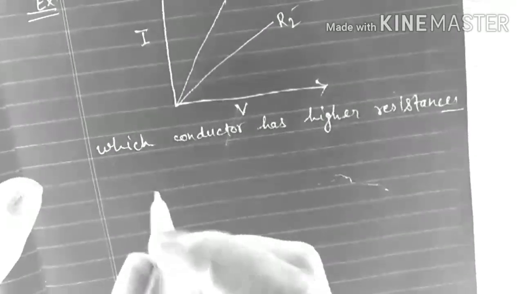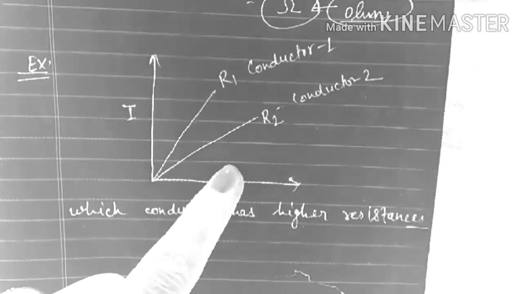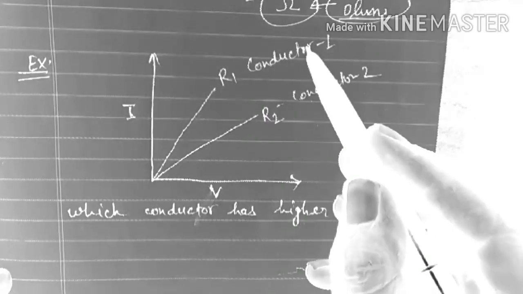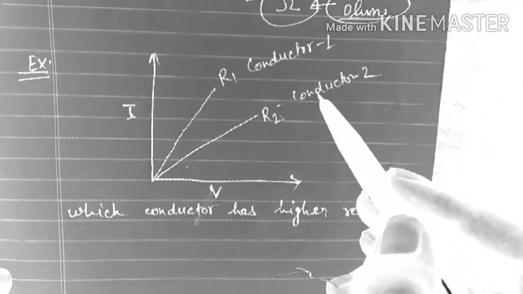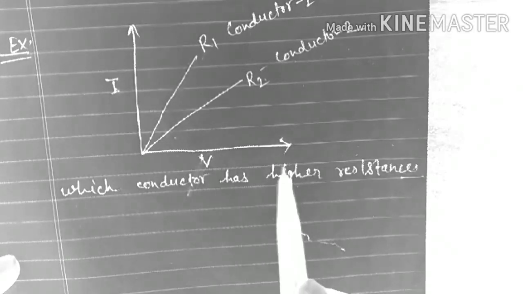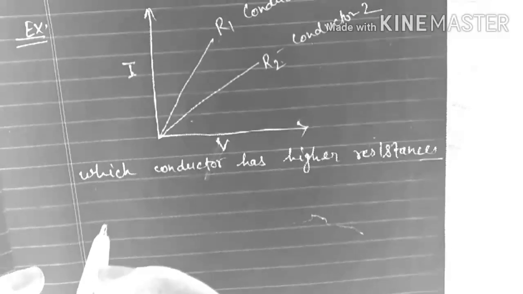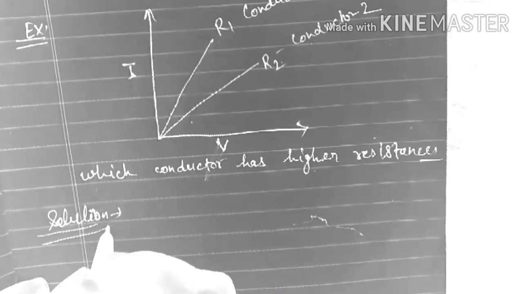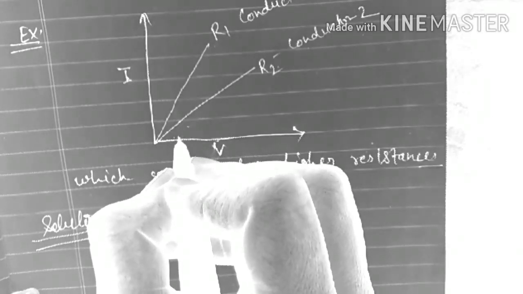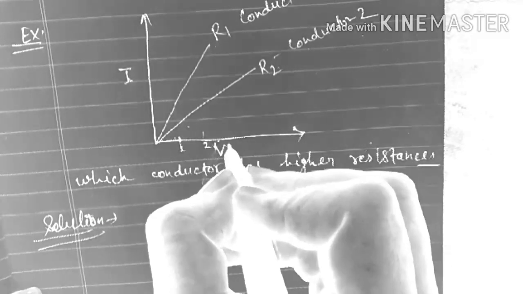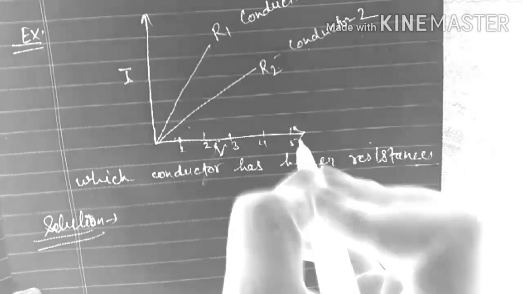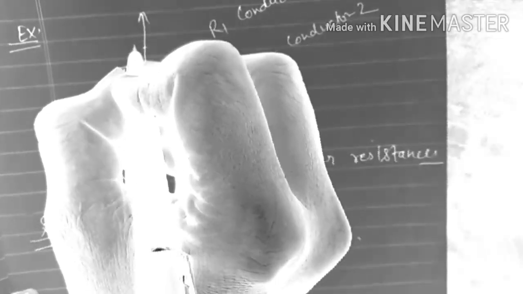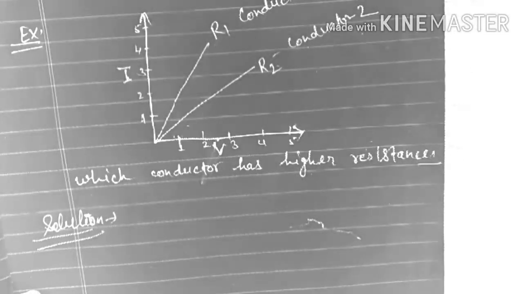The question notes that this is our I, this is our V, this is our R1 conductor first, and this is our R2 conductor second. Which conductor has higher resistance? So our solution is: let us consider this is V, and these are 1, 2, 3, 4, 5 on each axis.